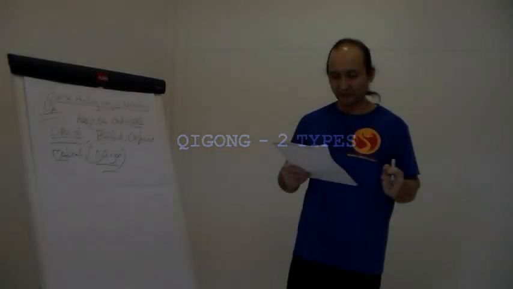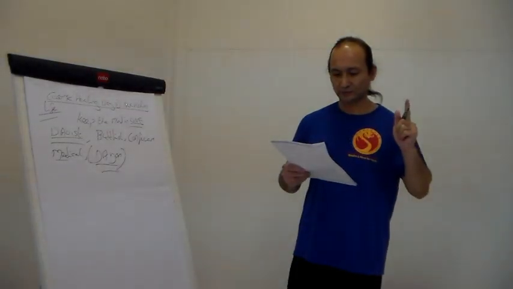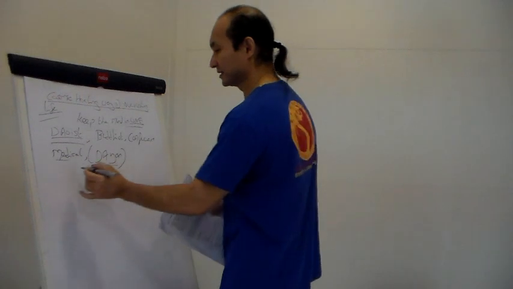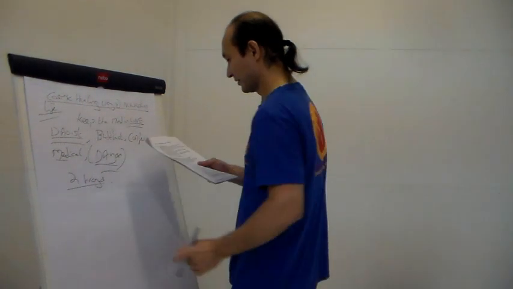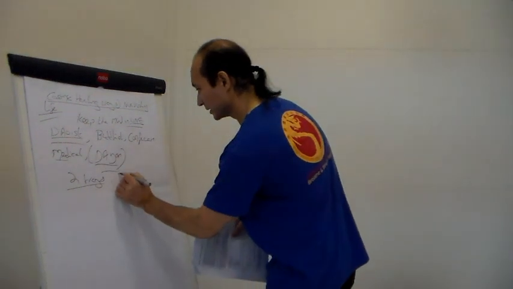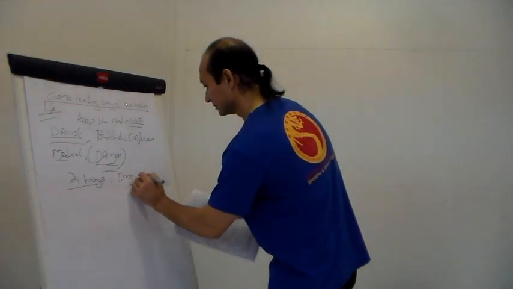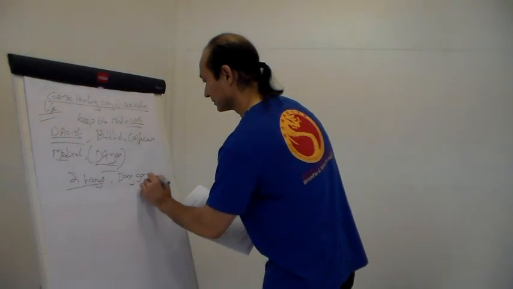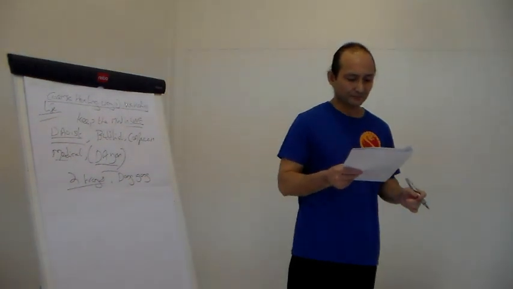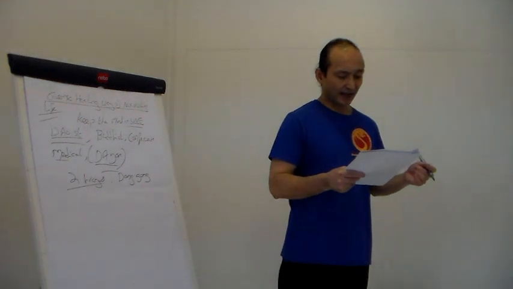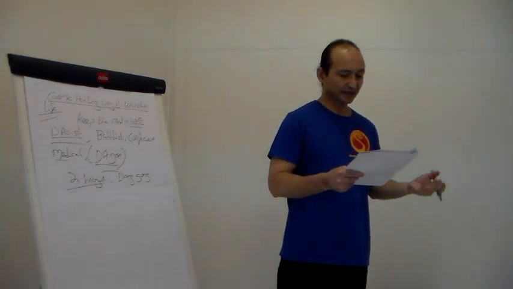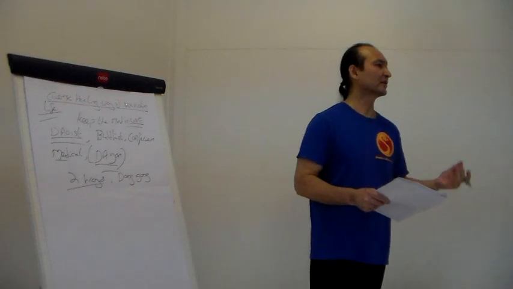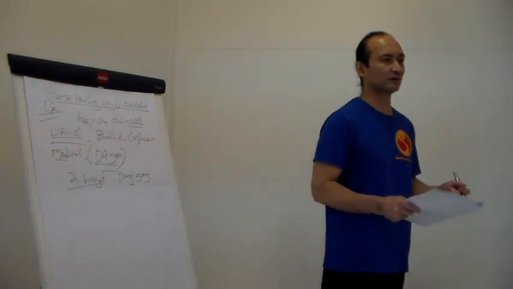Okay, then there are two ways to practice Qigong. There is Dong Gong. Dong Gong is an active one. It involves movements relating to acupuncture points, channels, and strengthening the internal organs. That's Dong Gong.